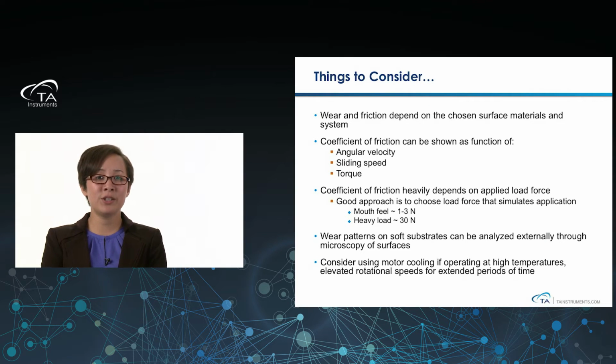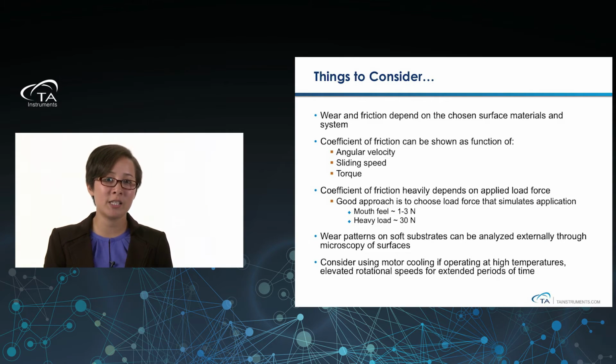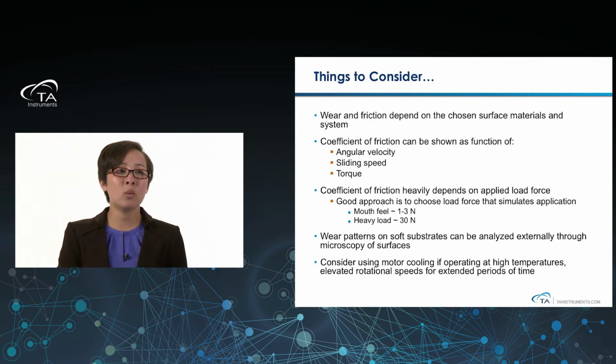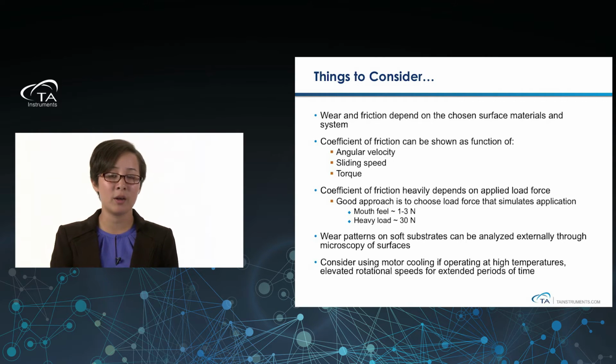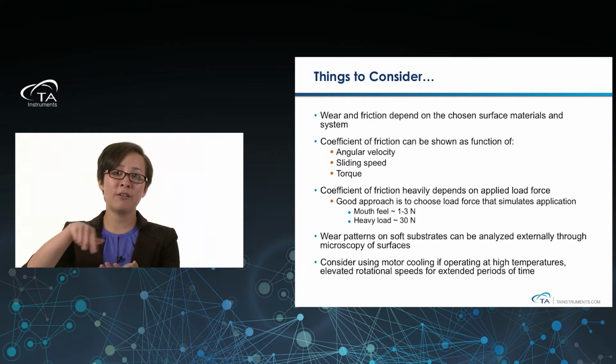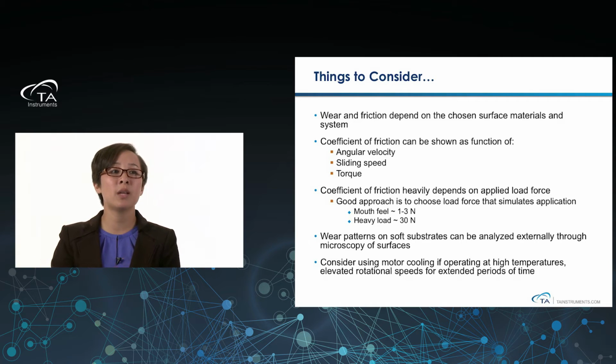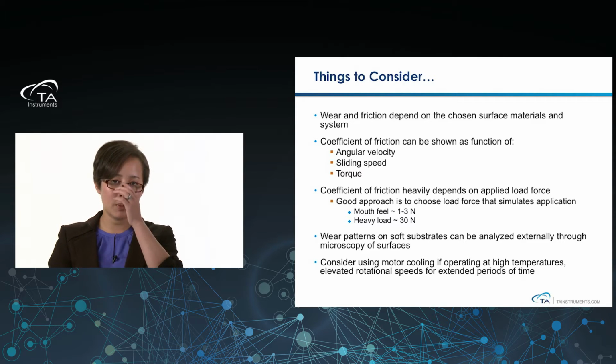So what are some things to consider when we're doing this coefficient of friction testing on this tribo-rheometry accessory? Well, first of all, again, we've talked about how the wear and the friction are going to depend on the chosen surface materials and the system that we're studying. And by system, I mean the geometry that we're studying. So we can look at the coefficient of friction as a function of the angular velocity, the sliding speed, and what kind of torque we are applying. Angular velocity would be how fast we are rotating, which will directly relate to the sliding speed of your materials. And then the torque, how much torque is applied when we're rotating these surfaces past one another.